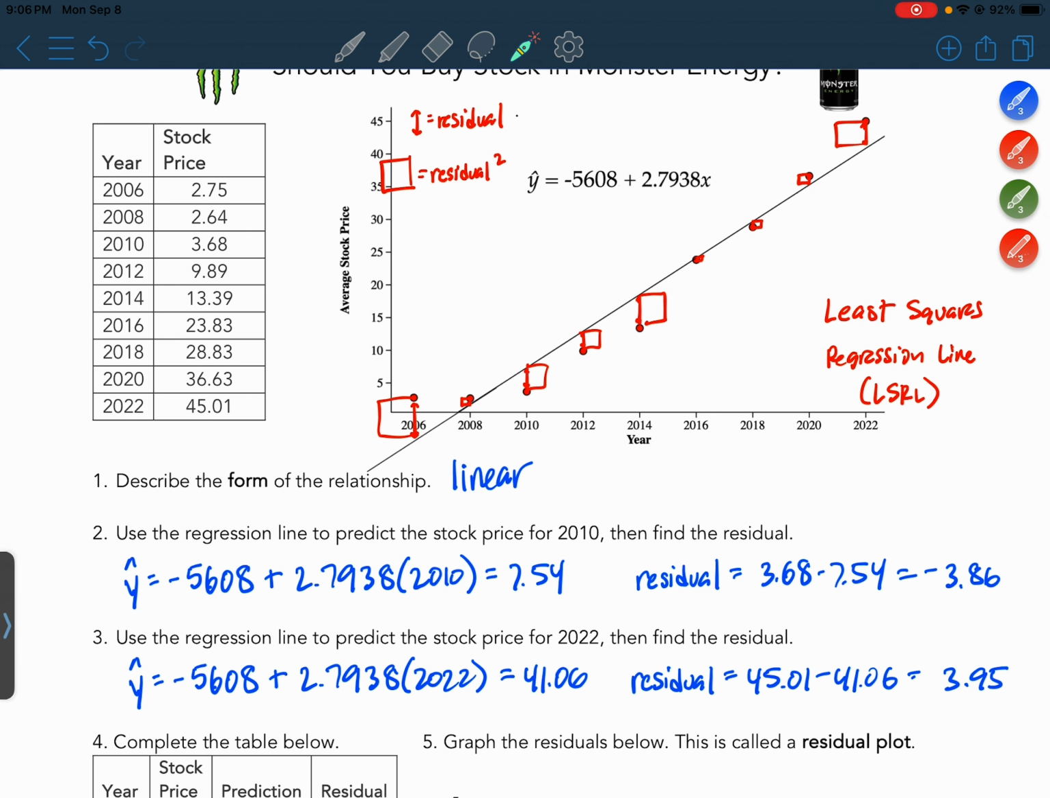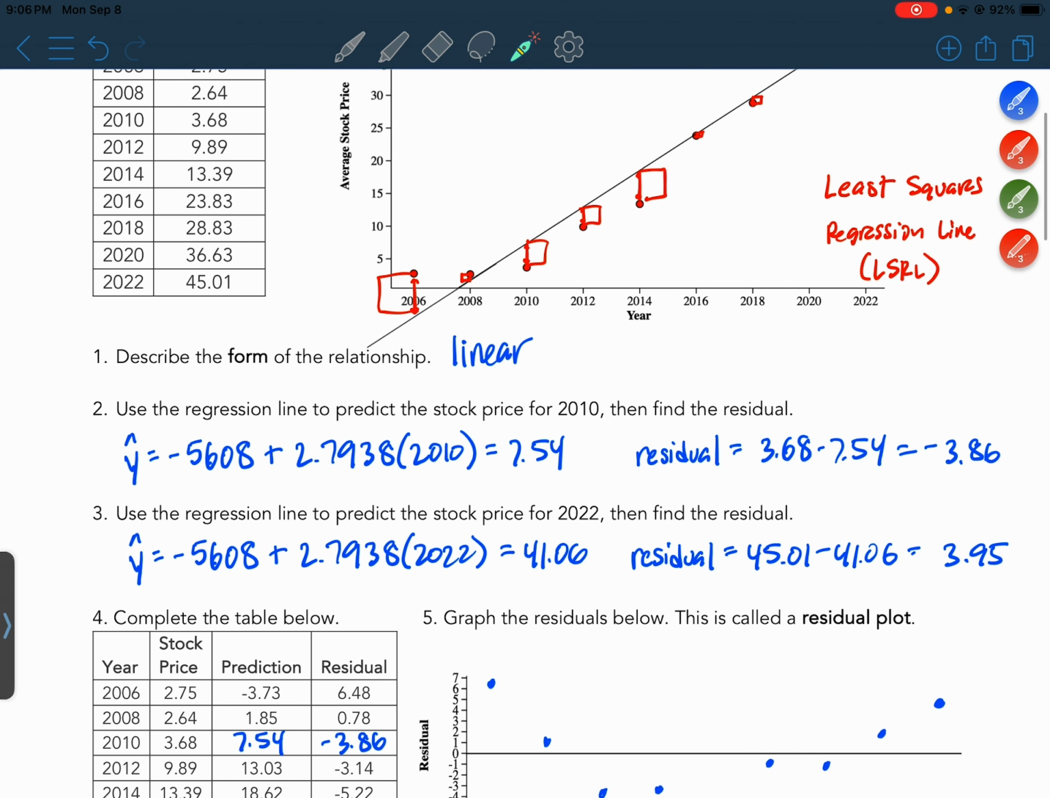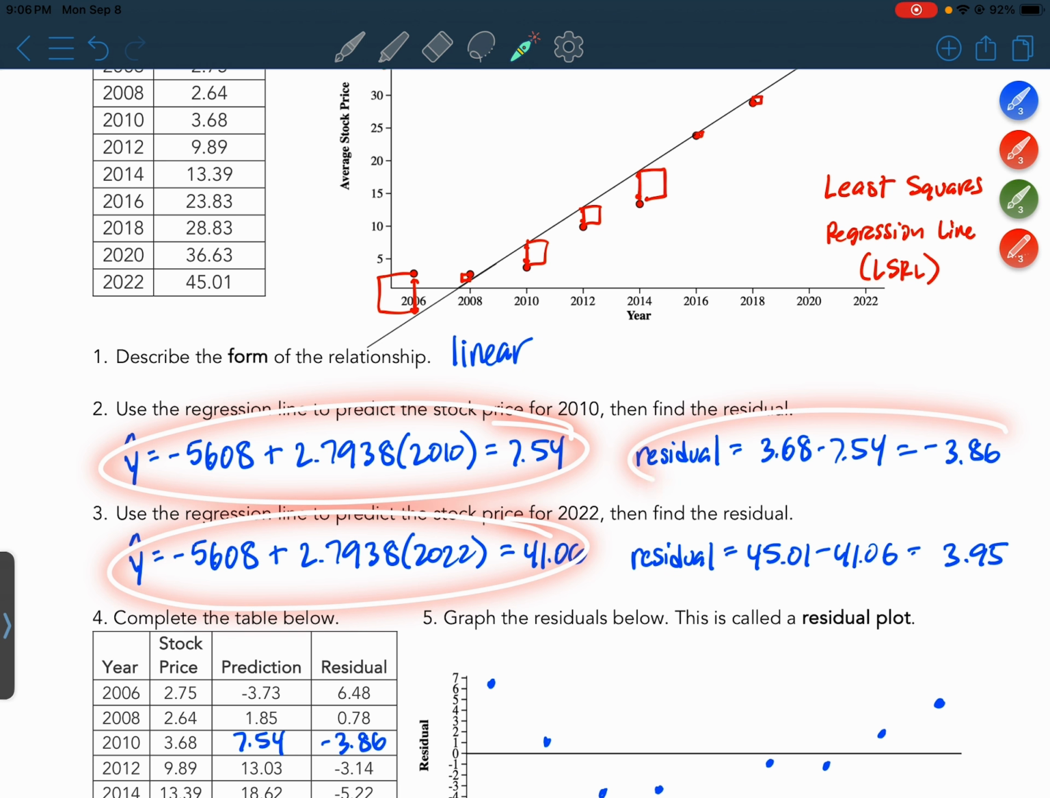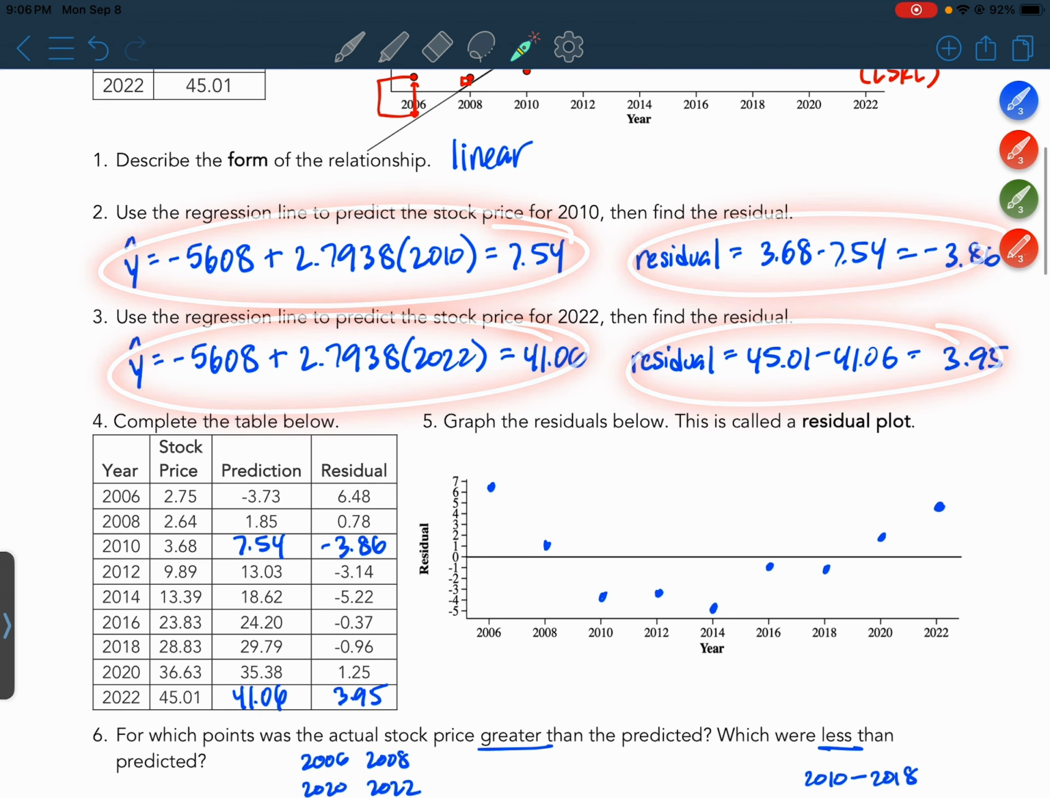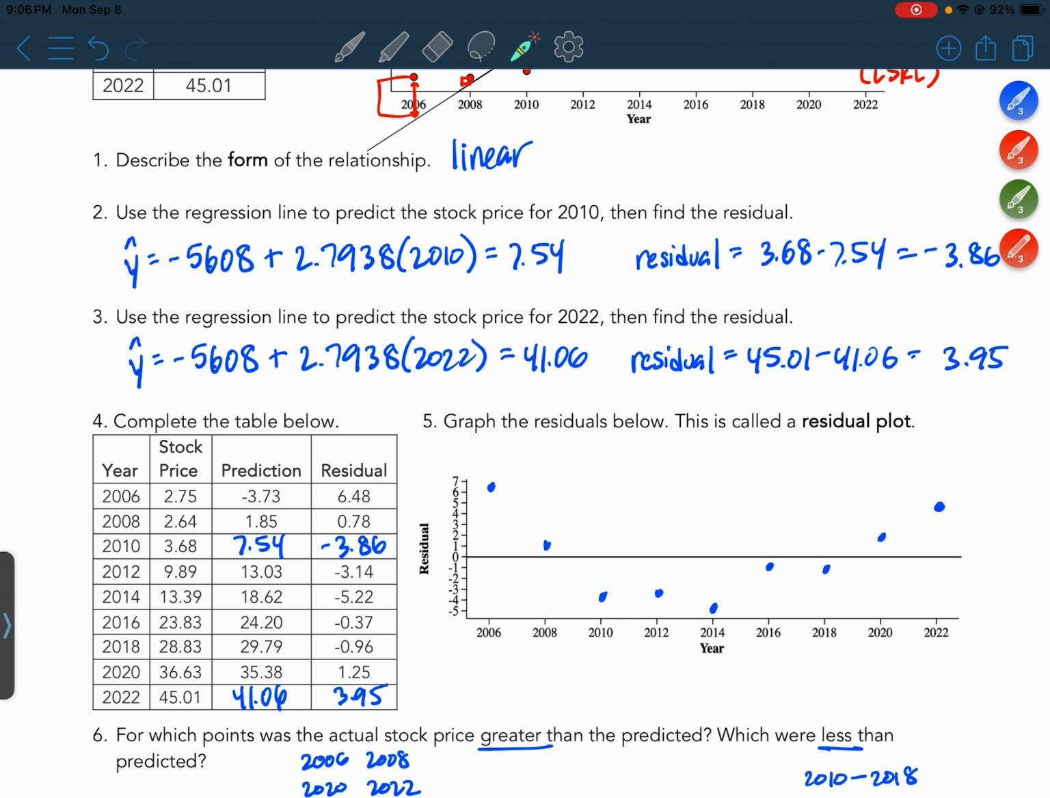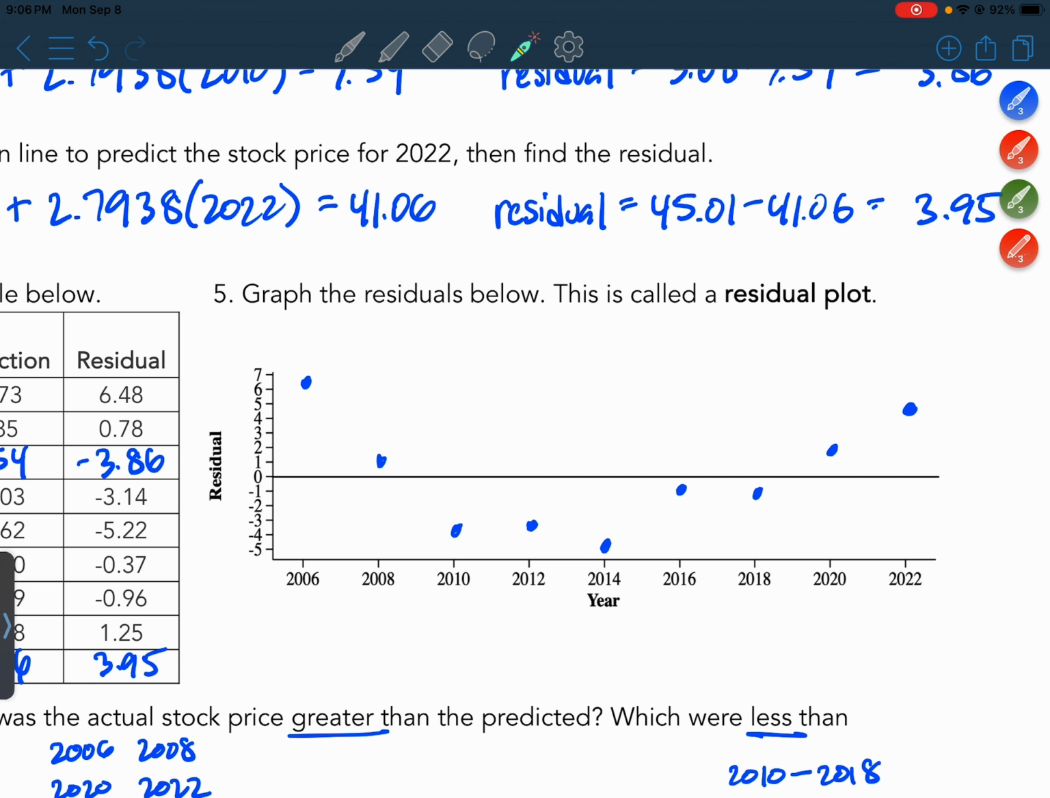So I'm going to start here with question number, let's just skip straight to number 5. Questions 2, 3, and 4, you're just calculating stuff. These are your plug and chug style questions. Here we're finding the residuals and then adding that information to the mostly completed table. Now we make this graph where we are putting the residual value on the vertical axis, and our explanatory variable year is going on the horizontal axis.